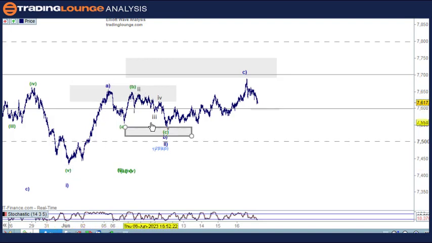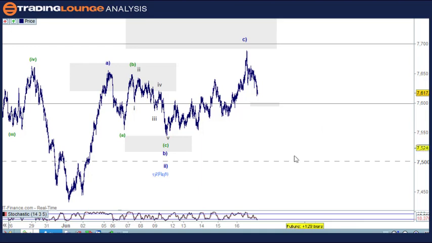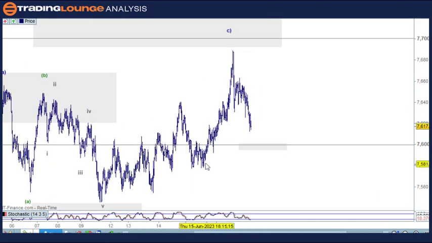Last time we spoke, we knew that this was corrective here, okay? So we knew that we'd take out the top of the A wave here. So we've taken out the top of the A wave. How to count this up here is a bit of a mystery. I mean, of course, we can count it correctively because it's got a lot of overlapping wave structures in here.